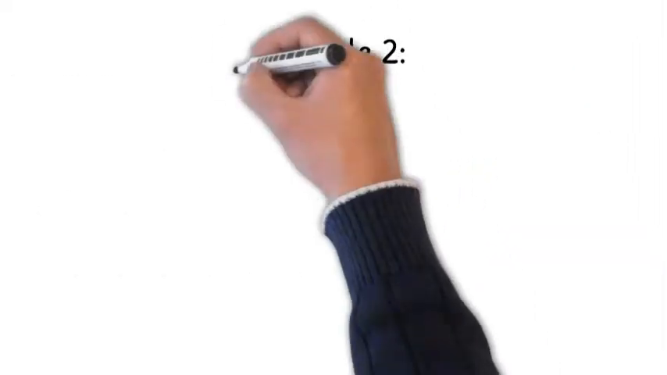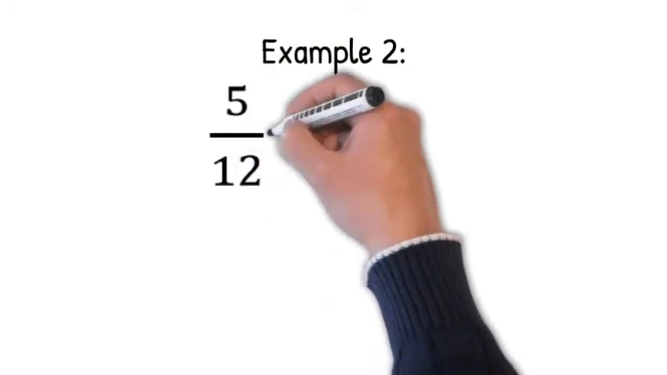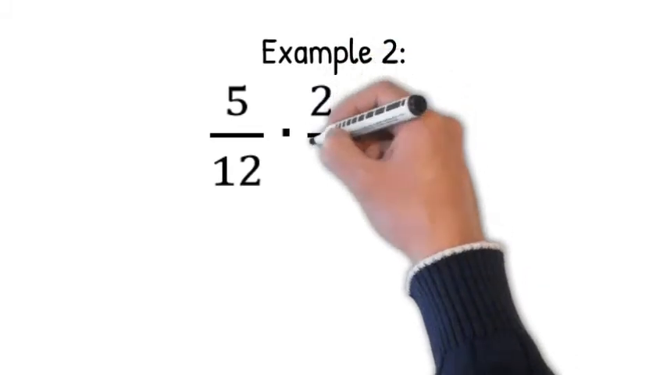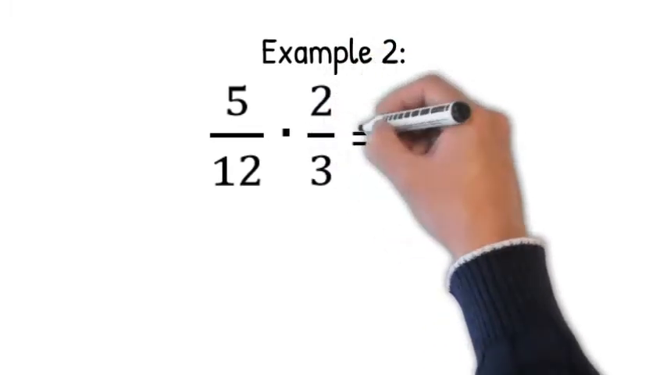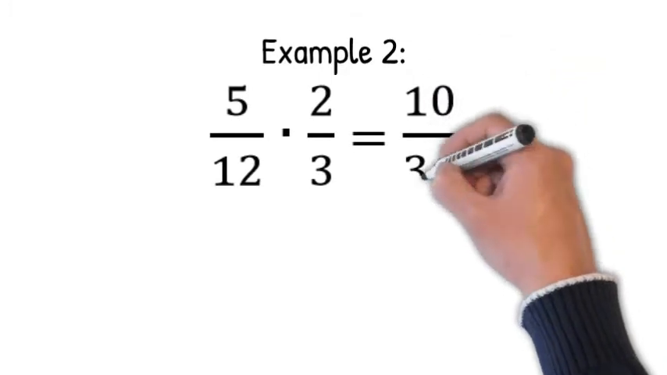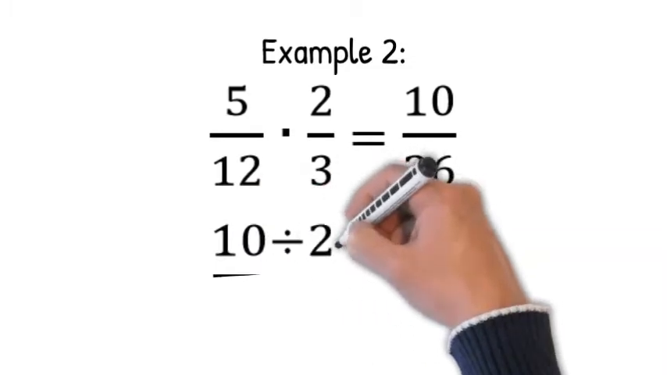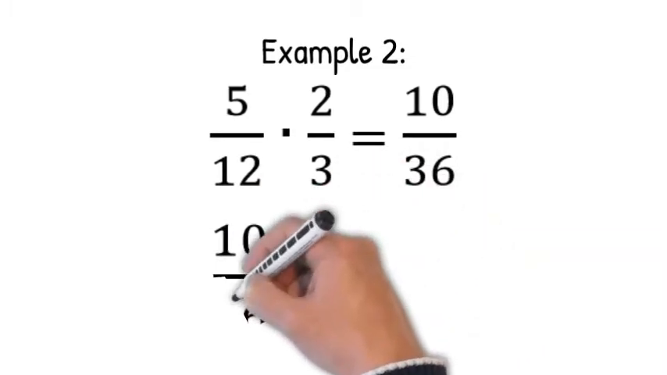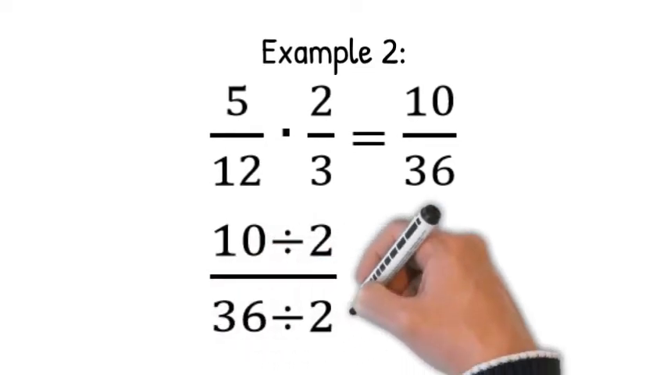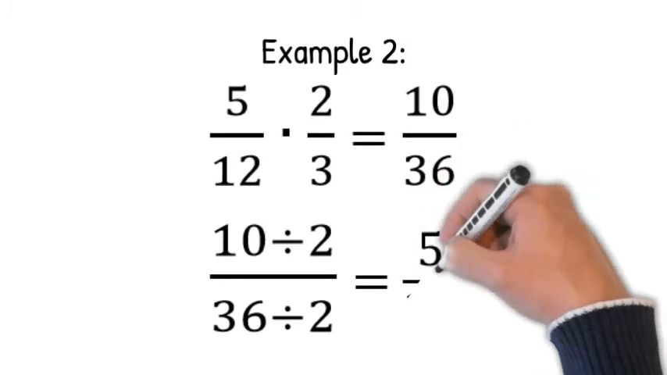Example 2, 5/12 times 2/3. Multiplying numerators across, 5 times 2 is equal to 10, and denominators across, 12 times 3 is equal to 36. The answer is 10/36. If you would observe, this fraction is still not in its simplest form. So we're gonna reduce the fraction by dividing both numerator and denominator by 2. 10 divided by 2 is equal to 5 over 36 divided by 2 is equal to 18. So the final answer is 5/18.